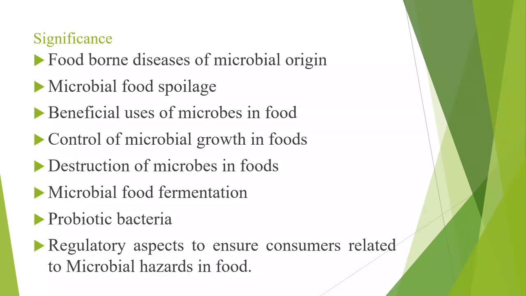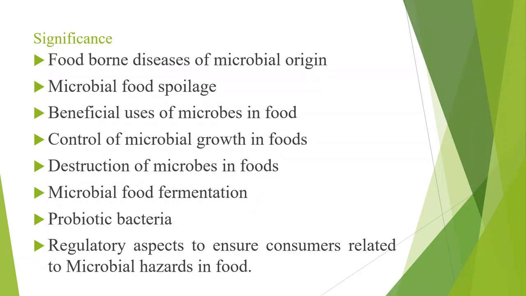Then coming to the significance of the science of food microbiology. First, it is involved in foodborne diseases of microbial origin. Next, it is involved in microbial food spoilage. It covers some beneficial uses of microbes in relation to food. It helps to control microbial growth in food. It is used in the destruction of microorganisms in food.